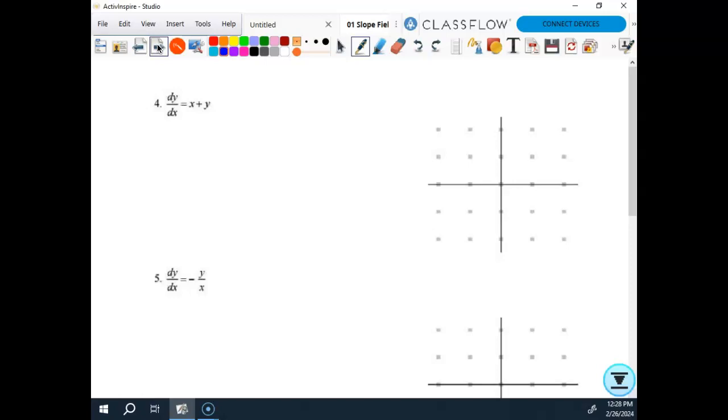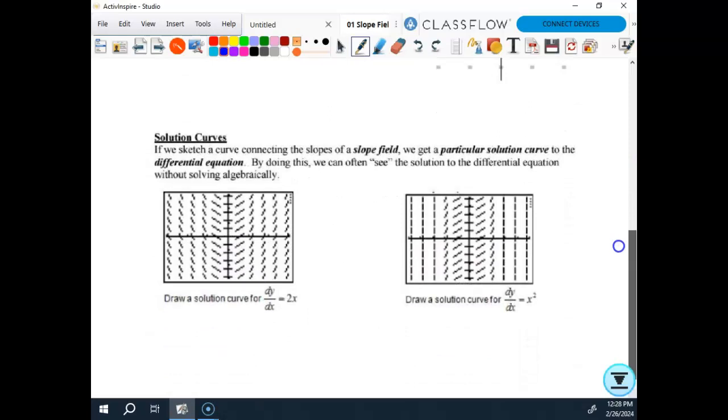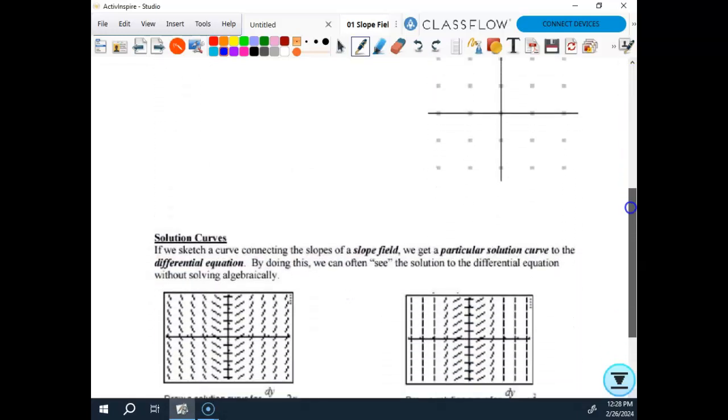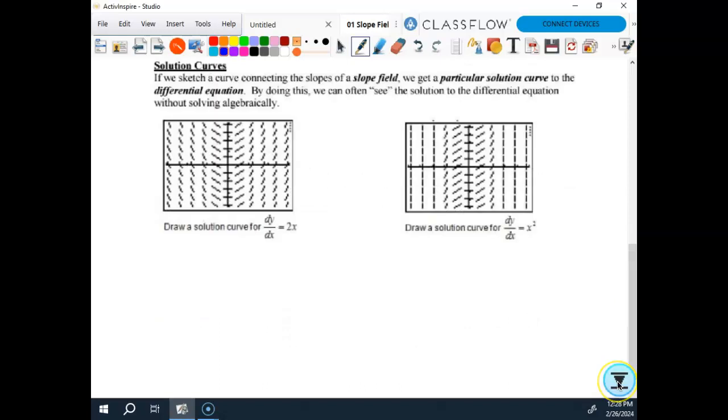All right, let's go down to the bottom here. See this one where it says solution curves? All right, y'all pay attention. This is the side you're looking at where it starts with number 4, but we're going to skip those because we could sketch all day. But all right, so your solution curves. If we sketch a curve connecting the slopes of a slope field, we get a particular solution curve, meaning a specific one, not that it could just be anything there. By doing this, we can often see the solution to a differential equation without solving algebraically.